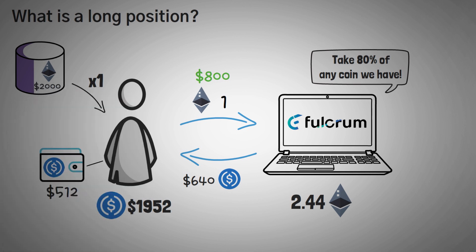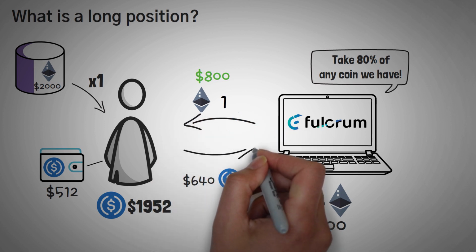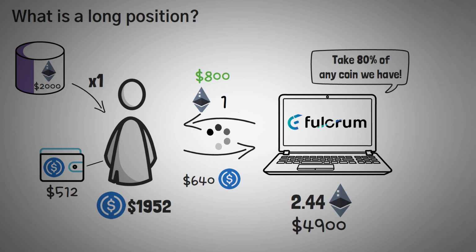So now on your balance sheet, you owe Fulcrum $1,952 and they owe you 2.44 Ethereum, which is now worth $4,900. So you come up with the money to pay them and you made a profit. Here's a little trick though. Instead of coming up with the $1,952 that you owe them all at once, you can just reverse the process that you did earlier and basically unwrap your liquidity by putting in some USDC, unlocking a little bit more Ethereum, trading it back to USDC, unlocking more Ethereum, and trading it back, and you keep repeating this process until you've cashed out your entire initial deposit.